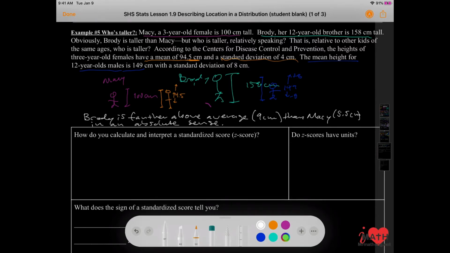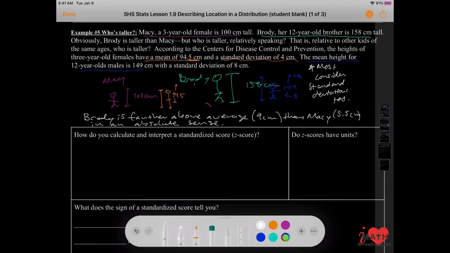But we have more advanced math than just subtraction. We can also consider the standard deviation. All right, so we have this new concept. Let's go to the next part.